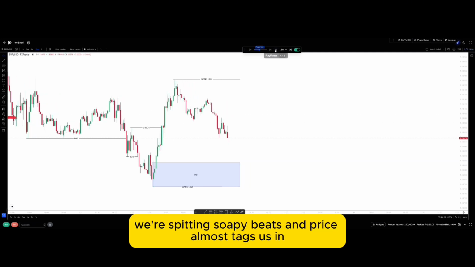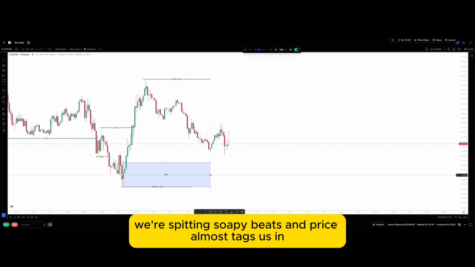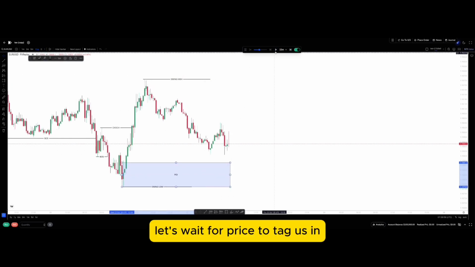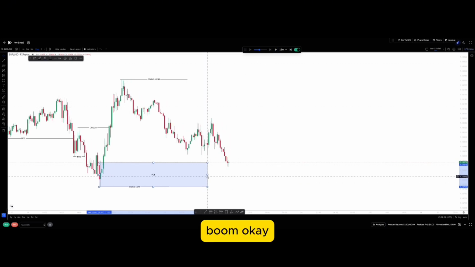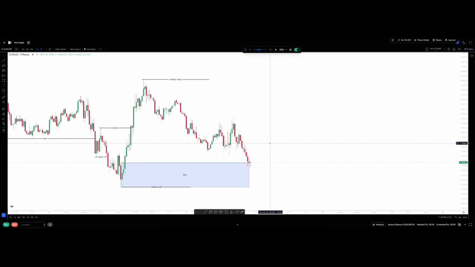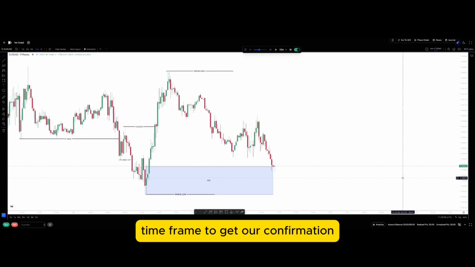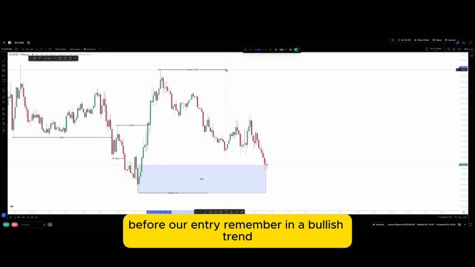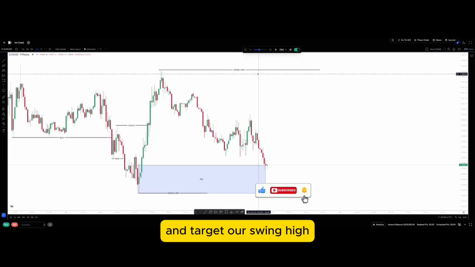Speed things up a bit. And price almost tags us in. Let's wait for price to tag us in. Boom, okay? Price has tagged us in. Next thing we have to do is drop to a lower time frame to get our confirmation before our entry. Remember, in a bullish trend, price is supposed to protect our swing low and target our swing high.